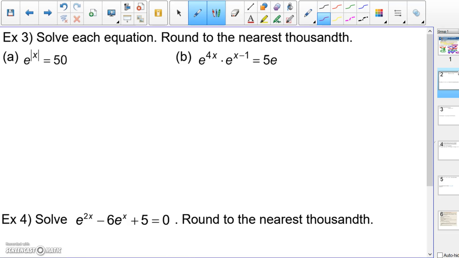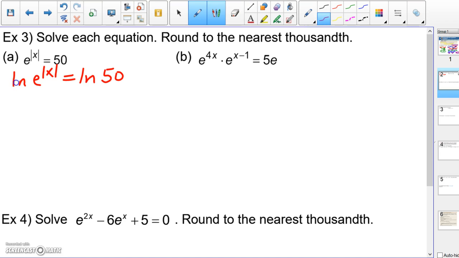Example 3, solve each equation, rounding to the nearest thousandth. So I see an exponential with a base e, and to get rid of a base e, we're going to take a log base e. That's the natural log. So natural log of both sides, log base e of both sides.